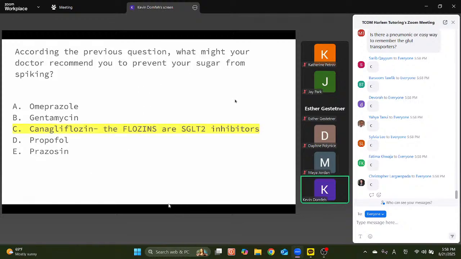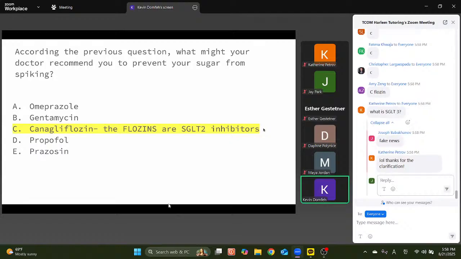Your Flozins, right? You're going to be seeing a lot of drugs throughout your life since you guys are going to be doctors. So it's very good for you to try to group them up in terms of function, right? A lot of these drugs have the same suffix. Flozins would be your SGLT2 inhibitors. Anything that ends in mycin is most likely an antibiotic, right? Your Flozins are going to inhibit SGLT2, which is going to prevent that sugar from being reabsorbed into the bloodstream, right?